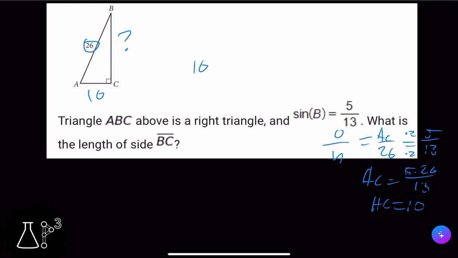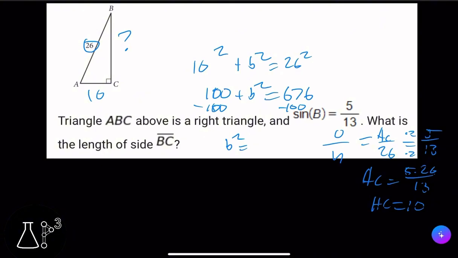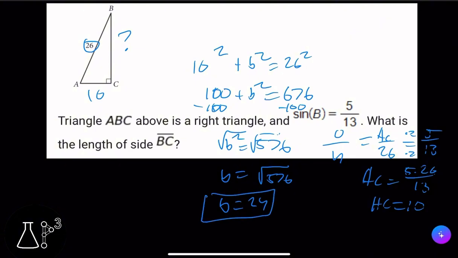So I can do 10 squared plus b squared equals 26 squared, and I can look for my value of b. Ultimately, that's going to be 100 plus b squared equaling 26 squared, which is 676. If we subtract 100 on both sides, that's going to give me b squared equals 576. If we take the square root on both sides, I'm going to get b equals the square root of 576, and if we plug that into a calculator, you're going to get 24. Therefore, b equals 24, and that is my answer. This is the last question for today. Thank you for watching.